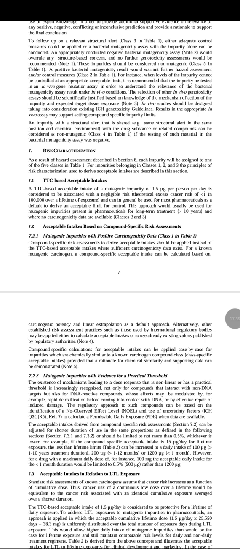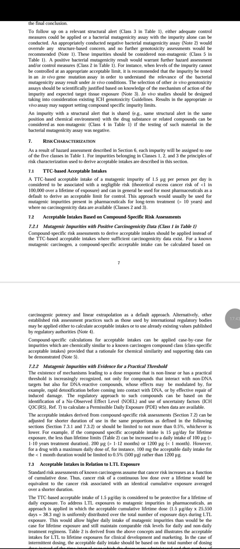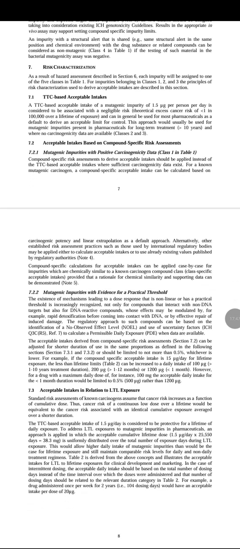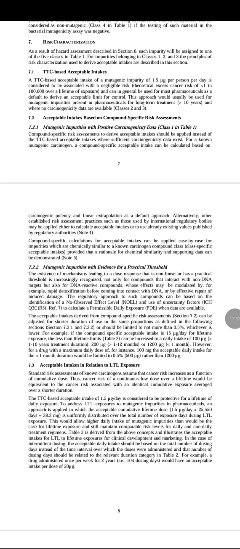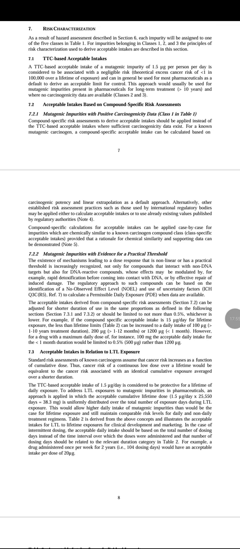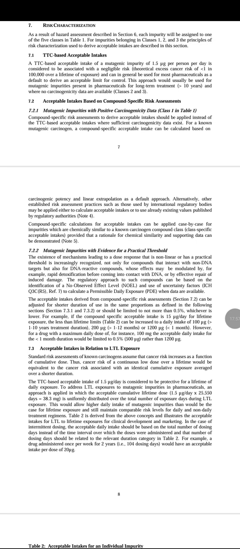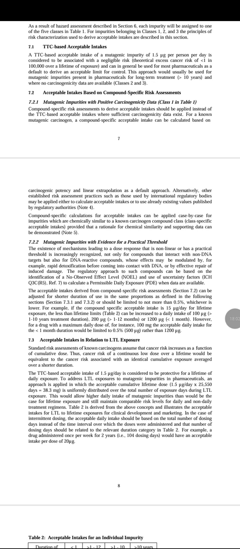Then follow-up of the relevant structure: either adequate control measures should be applied or a bacterial mutagenicity assay should be conducted. Then risk categorization. As a result of the hazard assessment described in section 6, each impurity should be assigned to one of five classes, that is, the five impurity classes, with class 1 to 3 as described. The principal risk categorization is used to derive acceptable intakes described in the section.